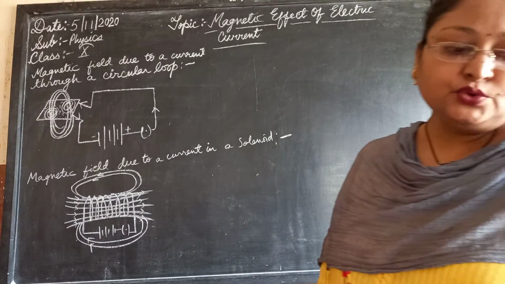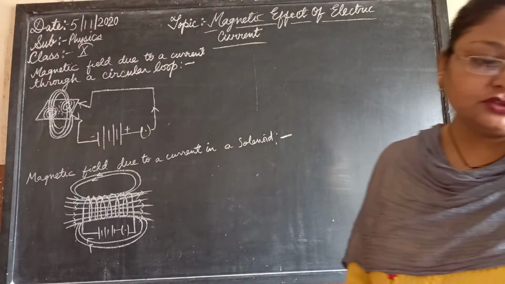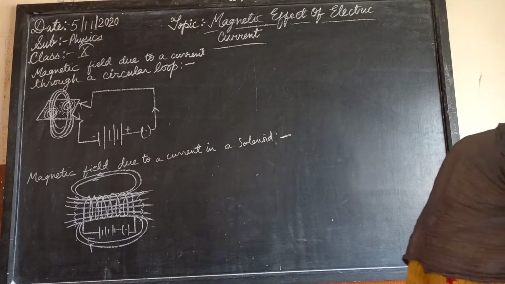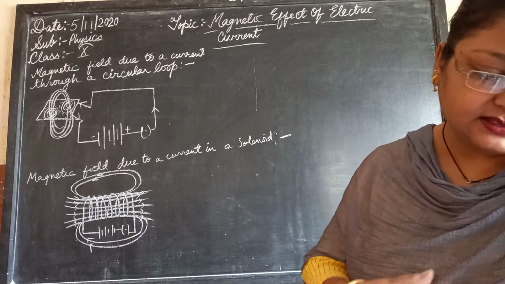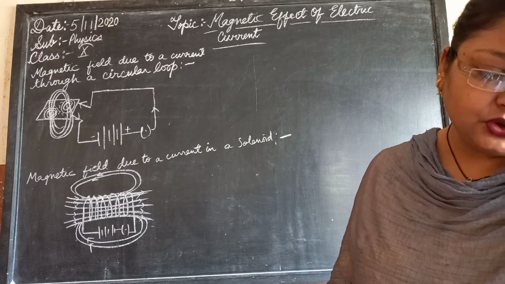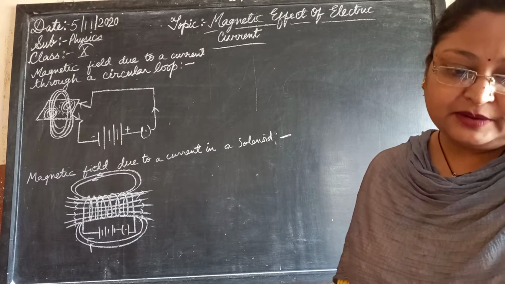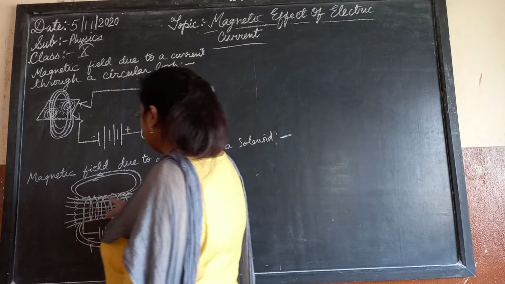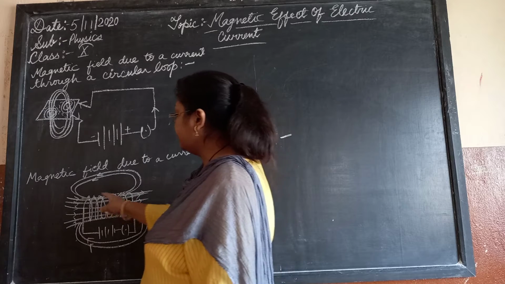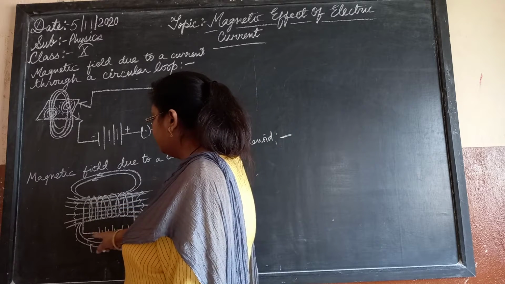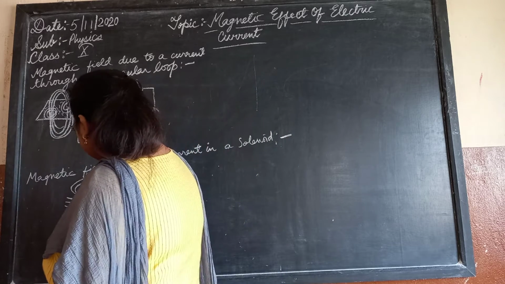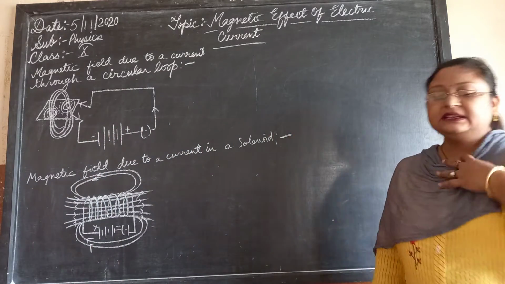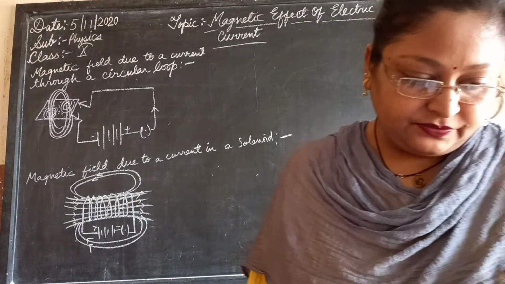Now, the magnetic field due to a current in a solenoid. A coil of many turns of circular loops of insulated copper wire, closely wound in the shape of a cylinder, is called a solenoid. This is the solenoid. Here the number of turns are connected to the battery. The positive terminal and negative terminal of the battery are connected with the key, and the key is switched on.